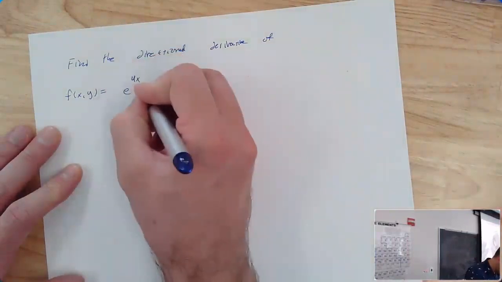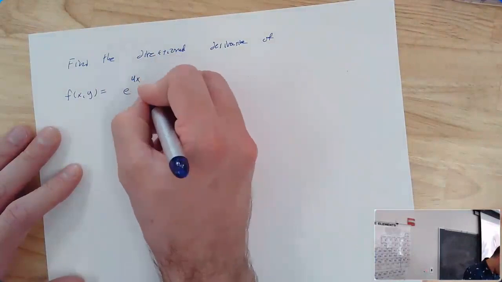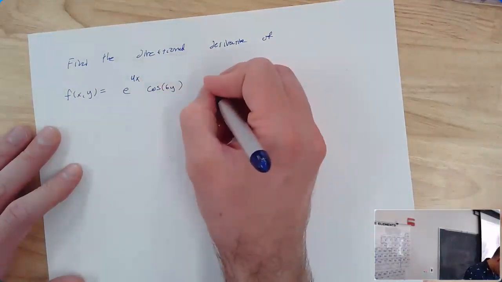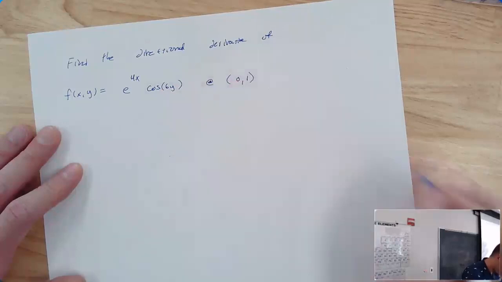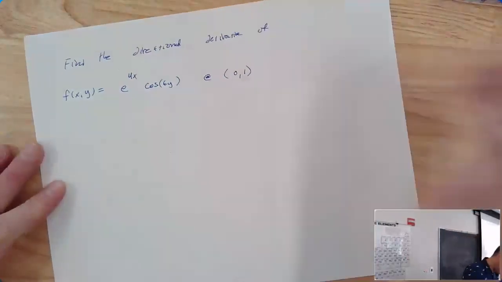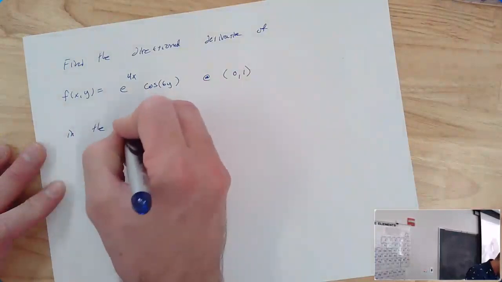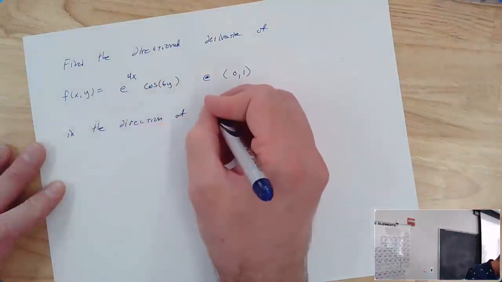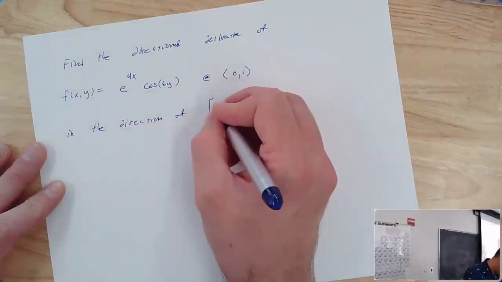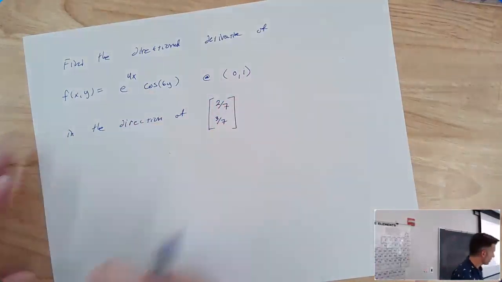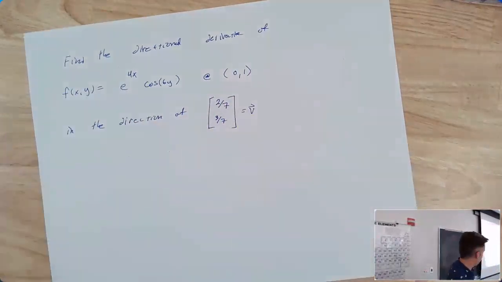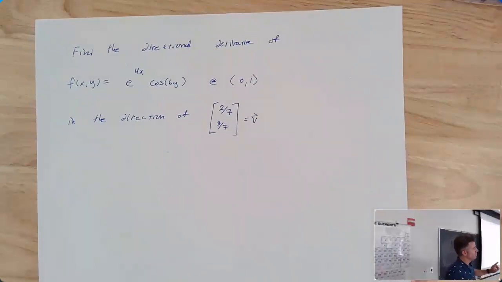e to the 4x times cosine of 6y at the point 0, comma, 1. In the direction of, here's where things are going to get terrible, 2/7, comma, 3/7. That's my not unit vector. For sure, not a unit vector. There's something about this last part that might seem kind of terrible, but it's not going to be terrible, I promise you. So let's do the work.